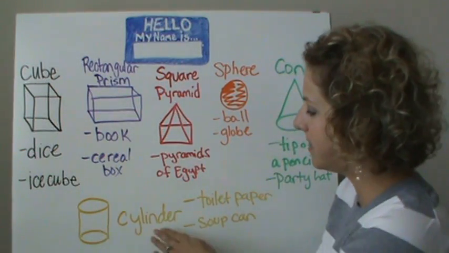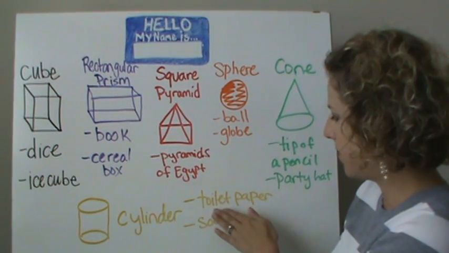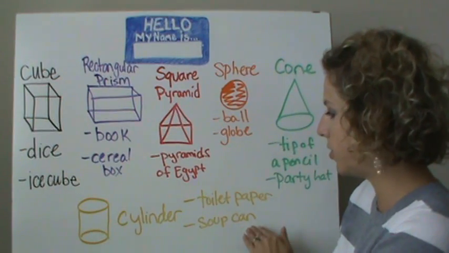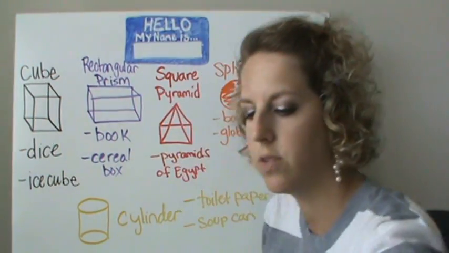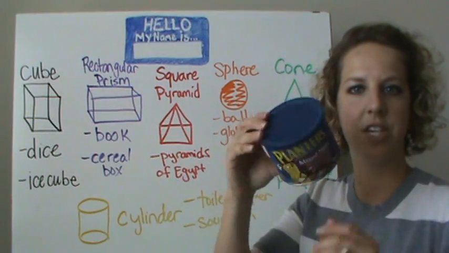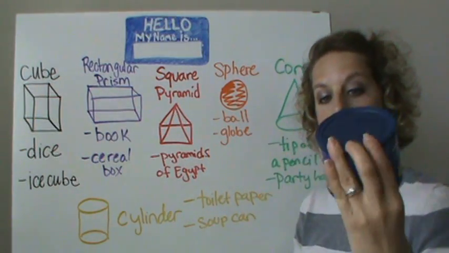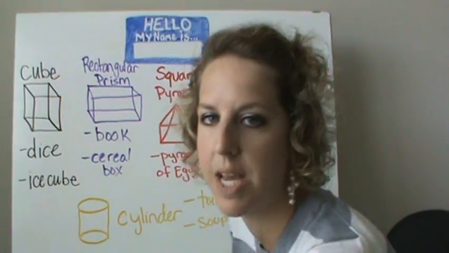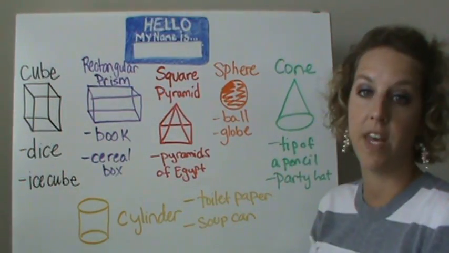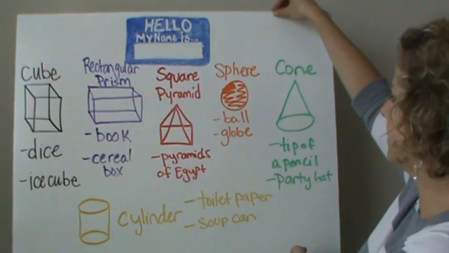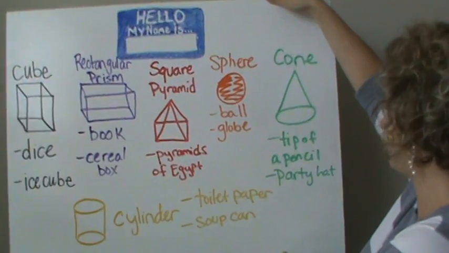And the last one, a cylinder. A toilet paper roll is in the shape of a cylinder. A soup can, or I found a can of peanuts, is in the shape of a cylinder. And these can be all different shapes and sizes. All of these, they don't have to be one exact size.